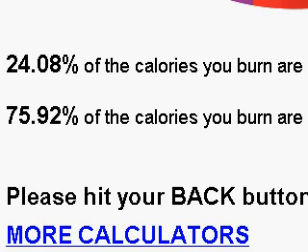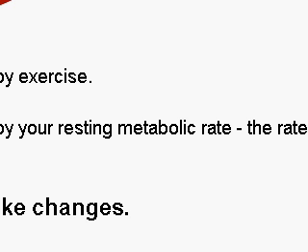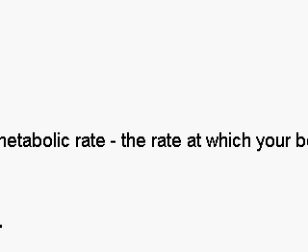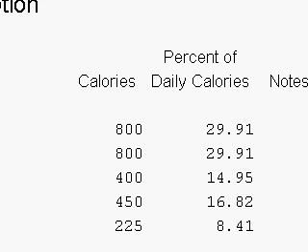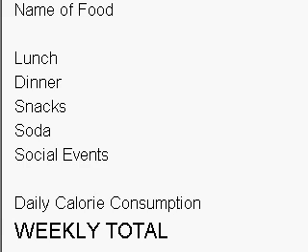Then it tells you how many of your calories are burned by exercise and how many are burned by your body just kind of doing what it does normally. Then it says down further, weekly calorie consumption. So basically it lists out all the foods and it lists them by percentage. So again, you might be able to spot some trends in your diet by looking at the percentages. Probably a lot easier if you just look at the chart above. Okay, and then it adds everything up, daily and weekly.